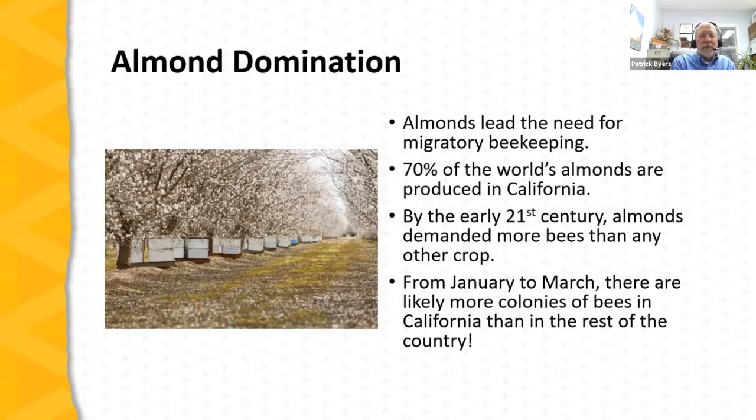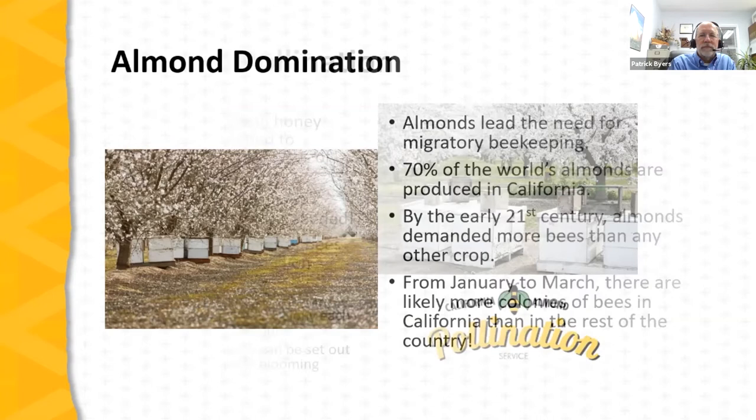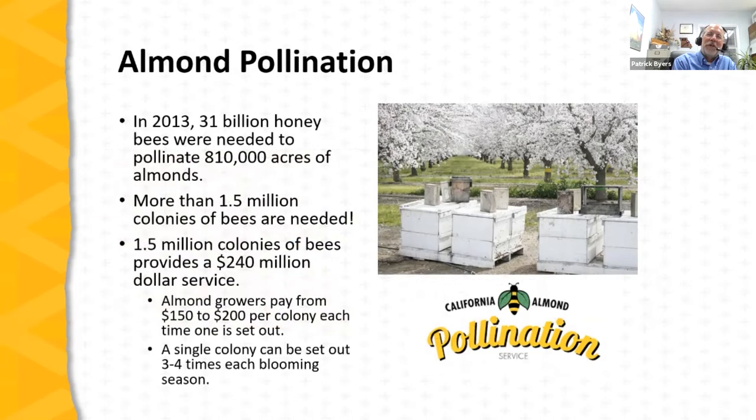And in fact, we're getting close to a point where we don't have enough managed honeybee colonies that can be moved to California to supply the number of colonies needed to pollinate the almond crop. It's actually close to a crisis situation. So again, in 2013, if you want some numbers, we needed 31 billion honeybees to pollinate the 810,000 acres of California's almond crop. That's more than 1.5 million colonies. And again, as I mentioned, we're reaching a shortage of colonies. And that, of course, has driven up the cost per colony for the people who are growing almonds.